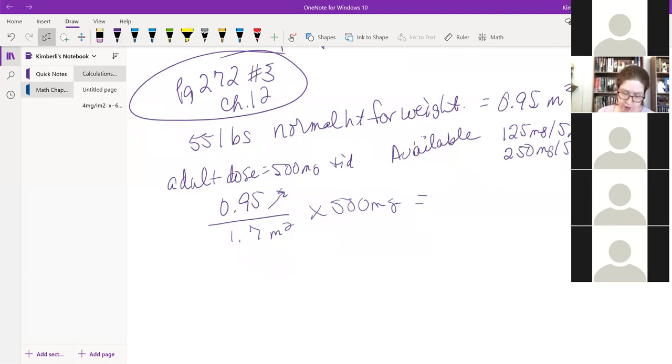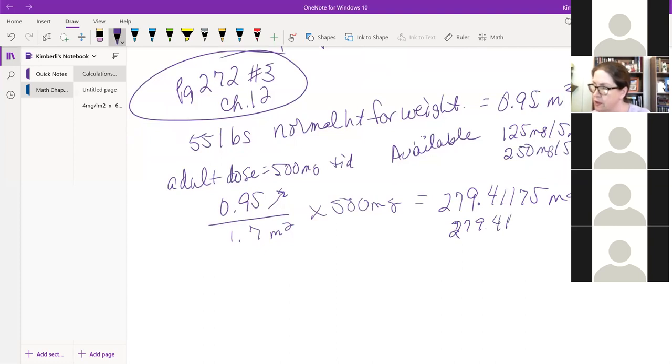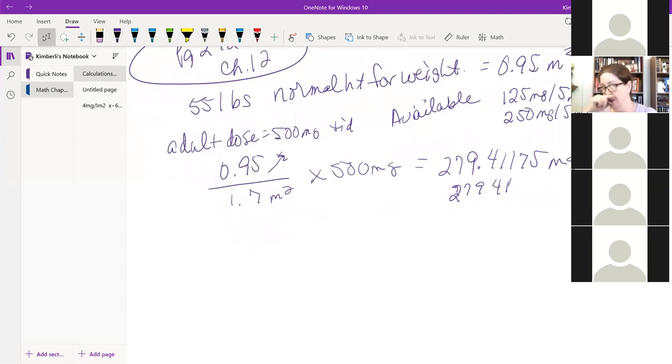So 0.95 divided by 1.7 times 500 equals, and what did you get again, Saja? 279.411. Okay, so what should we round that to? 279.41. Yeah, you could go with 279.41 because that'll give us two decimal places. And then we can round our milliliters once we get to them. We'll see how far we want to round that.